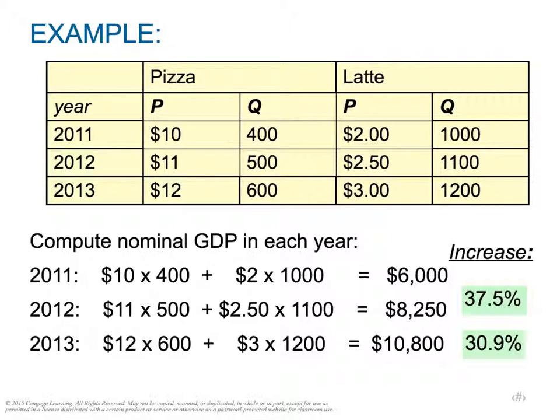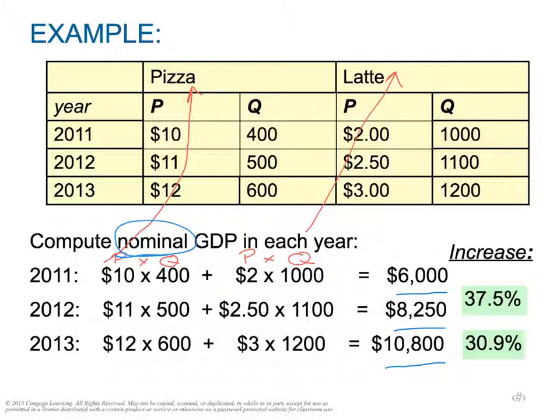And we can compute the nominal GDP. So what we're doing is we're just simply taking the price times the quantity of each item. In this example right here, it's the pizzas. Okay, and so we just brought those down. And then we take the price times the quantity of the opposite good, lattes. Notice that we're just simply multiplying the prices and the quantities. And that gives us nominal GDP because we haven't adjusted for inflation. So this is nominal GDP. And we see that it's 6,000 in 2011, it's 8,250 in 2012, and 10,800 in 2013.